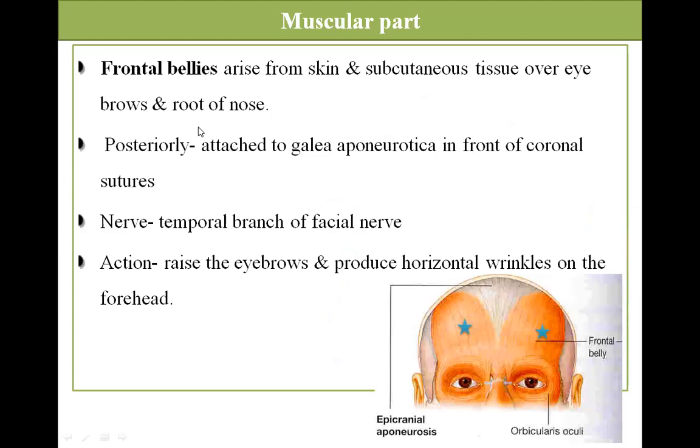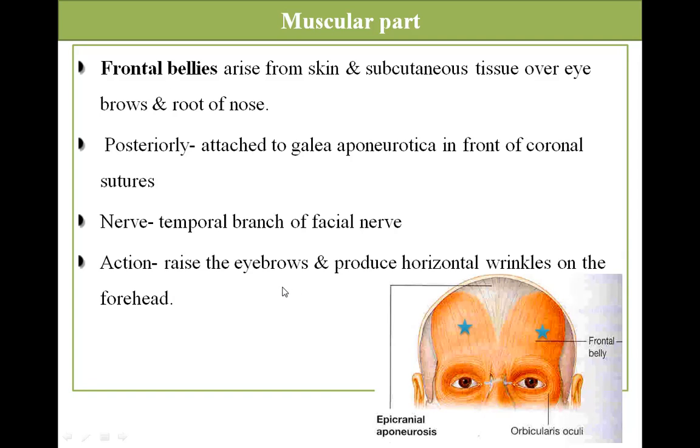Muscular part. Frontal bellies arise from the skin and subcutaneous tissue over the eyebrows and the root of the nose. Posteriorly, they are attached to the galea aponeurotica in front of the coronal suture. It is supplied by the temporal branch of the facial nerve. Action is to raise the eyebrows and produce horizontal wrinkling on the forehead.